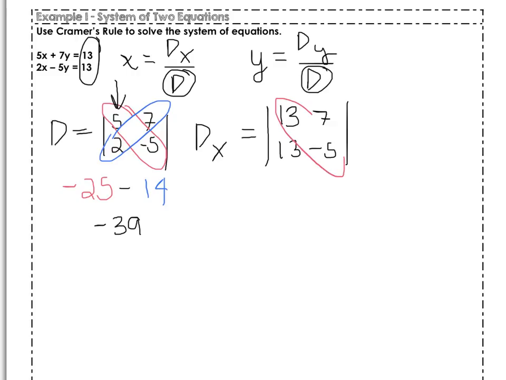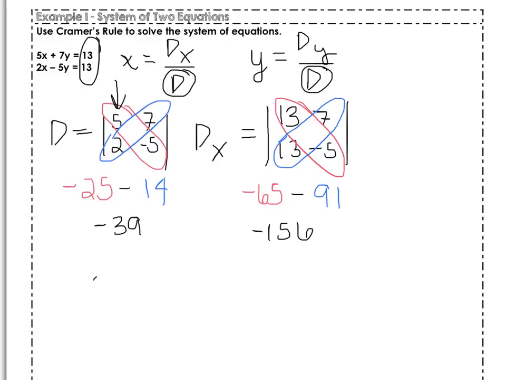Now, once again, downward diagonal, 13 times negative 5. If you can't do this in your head, let's do a quick trick. 10 times negative 5 gets me negative 50. 3 times negative 5 gets me negative 15. Negative 15 and negative 50 gets me negative 65. Hope that helped. 13 times 7. Well, 10 times 7 is 70, and 3 times 7 is 21. 70 plus 21 gets me 91. Now we're going to subtract these. Negative 65 minus 91 gets me negative 156.